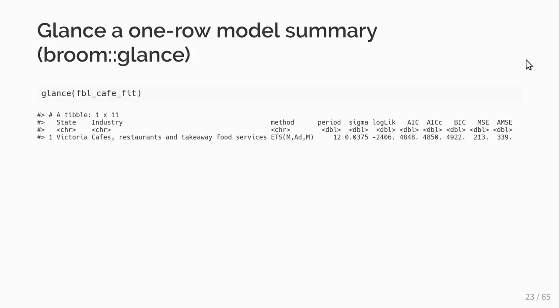The glance function is a useful function to compare models or get a one-row summary. Often when you're comparing two ARIMA specifications, you want to choose the one with the lowest AIC if they've got the same response, and you'd use the glance function to extract those details.